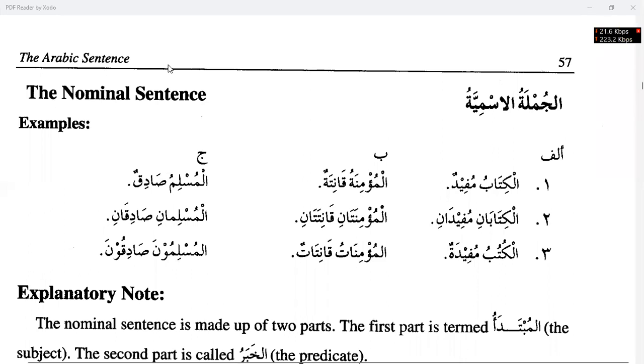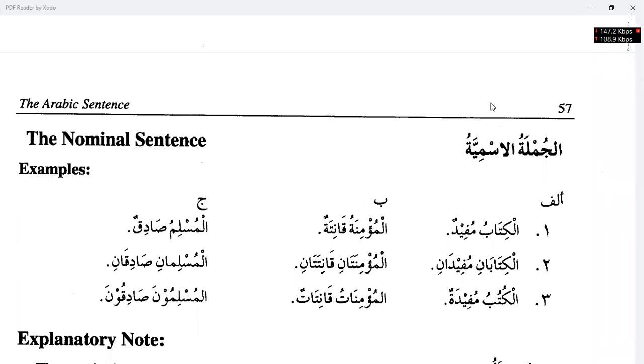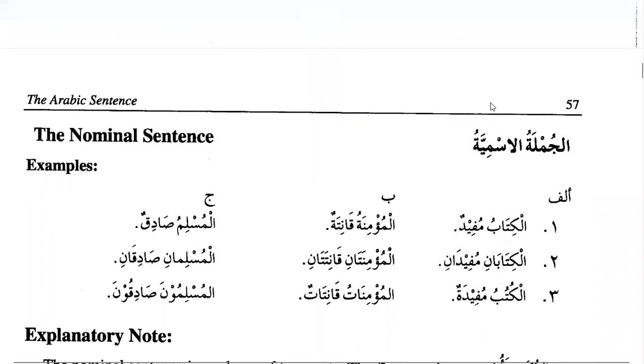So the next student is Ali Sheri Ibrahim. Wa alaikum assalam. Read the examples. Jumlatul Ismiya, the nominal sentence. Examples. Alif. Al-kitabu mufidun. Al-kitabani mufidani.